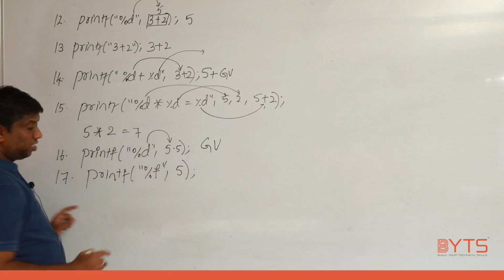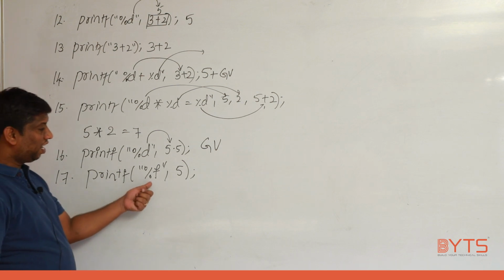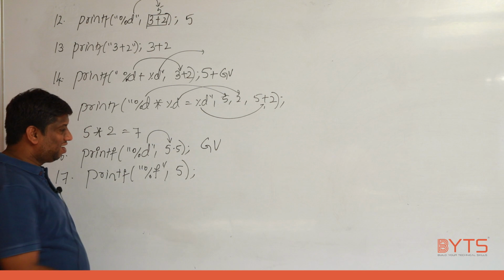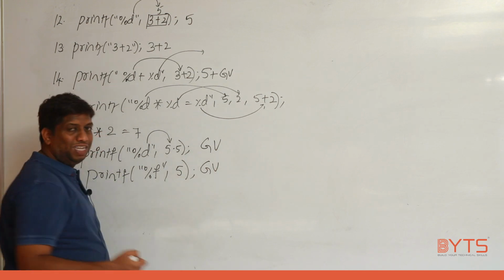Now see, is the answer 5.0 or a garbage value? Percentile f is expecting what? Float, but we give what? 5. 5 is an integer. That is the reason the answer is a garbage value. Please be careful.